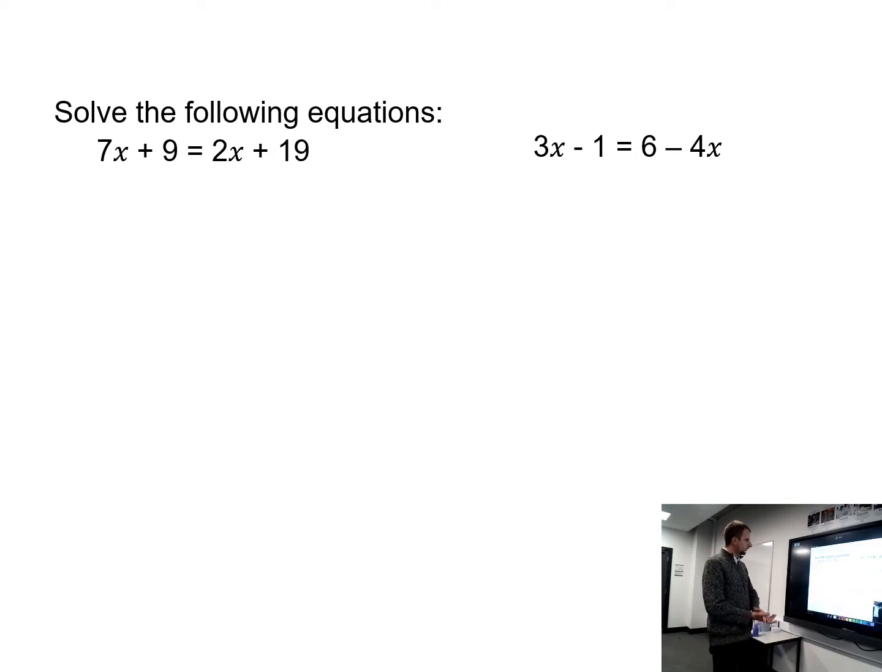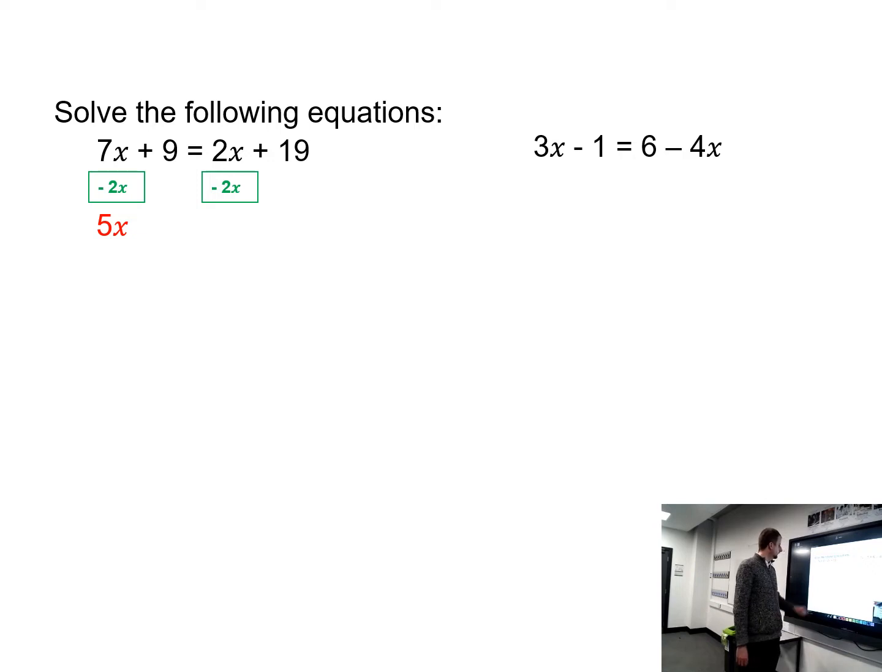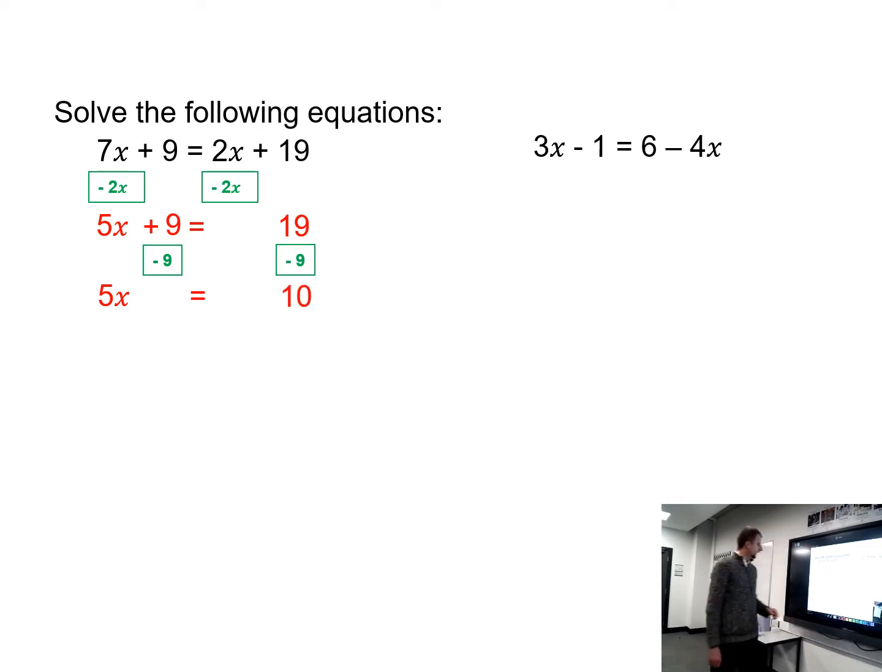Okay, so the first thing we need to do for this equation is subtract 2x from both sides. And we'll be left with 5x plus 9 is equal to 19. Then we want to subtract 9 from each side, and we'll be left with 5x is equal to 10. And to get x on its own, we just divide by 5, and we have x is equal to 2.